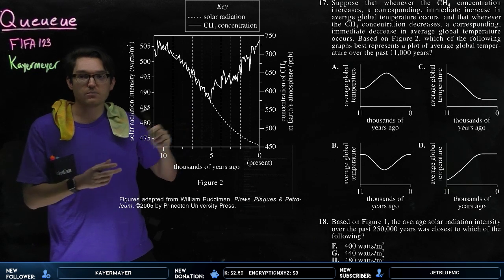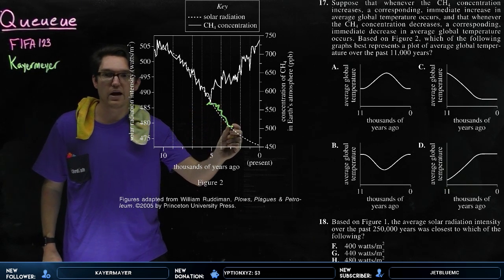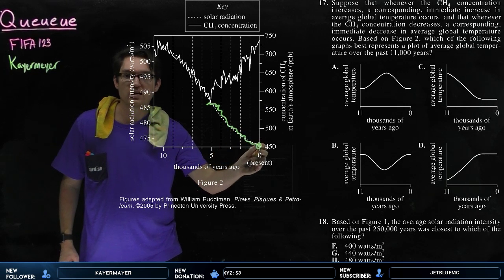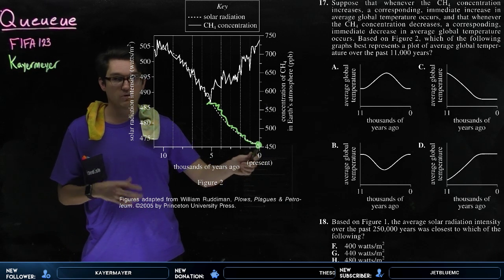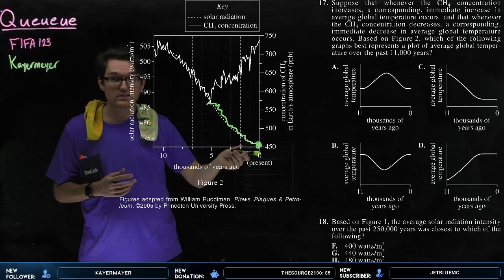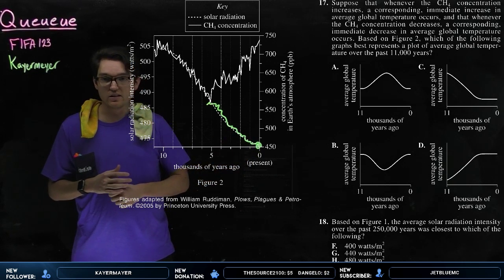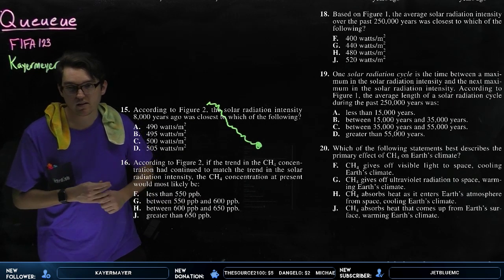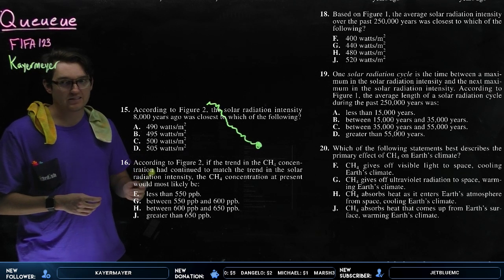Well, we would just imagine it goes up and down a little bit, but it would still pretty much track this line right here, which would mean it's going to be around here at the present day, because 0 thousands of years ago is today, and they're asking for the concentration. It's going to be on the right axis here, around 450. Let's see if that's the answer. Levi. 450. Okay, we don't have 450, but what we have is less than 550.